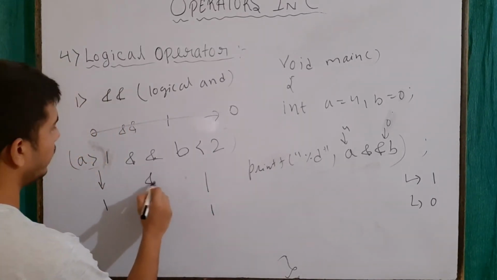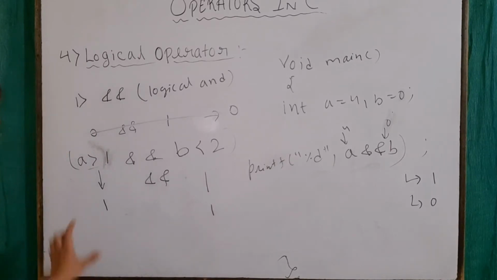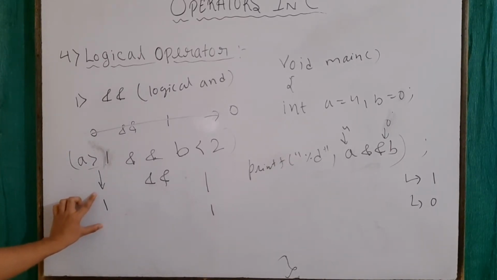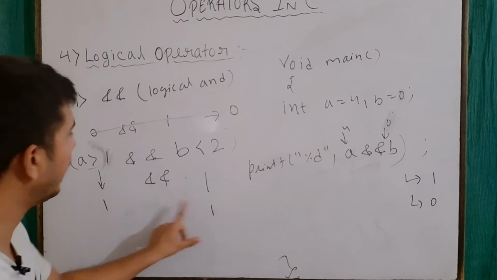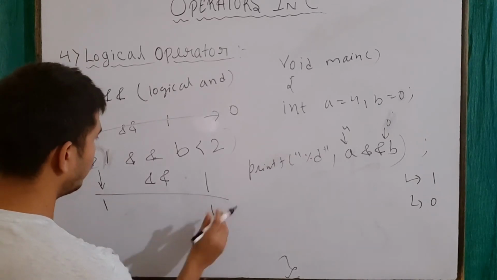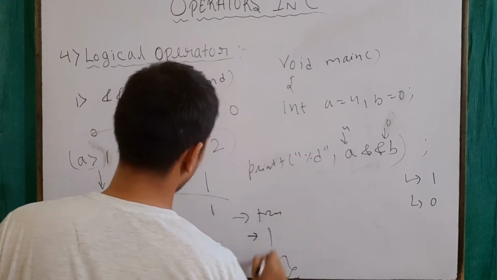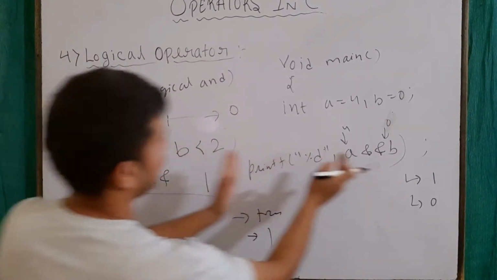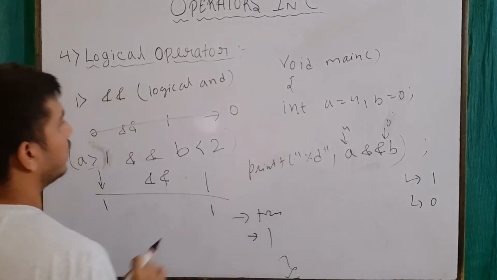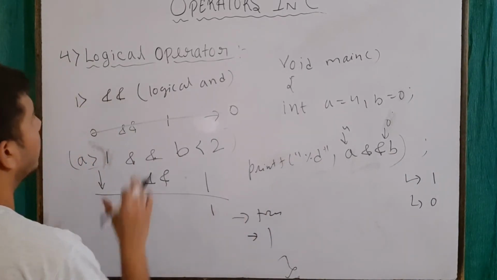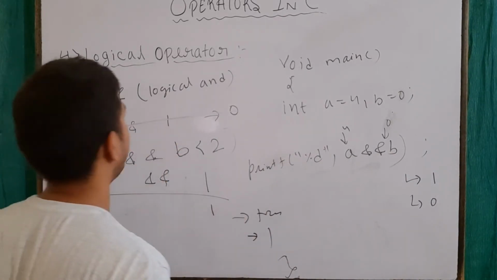And now we are doing AND. Okay, now true, since it is a non-zero value, so true and true. True and true will give me true, which means 1. So if I write this expression here, then it will be evaluated as true. So this was about the logical AND.